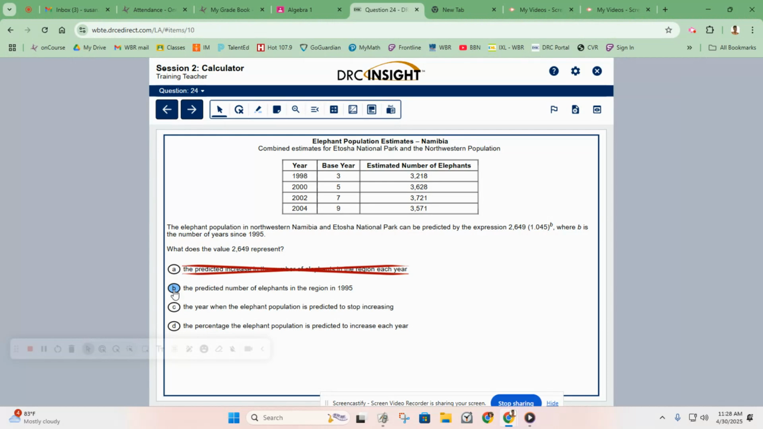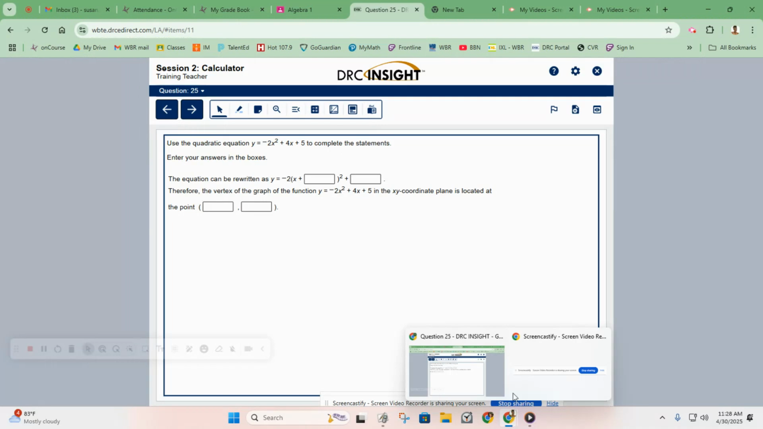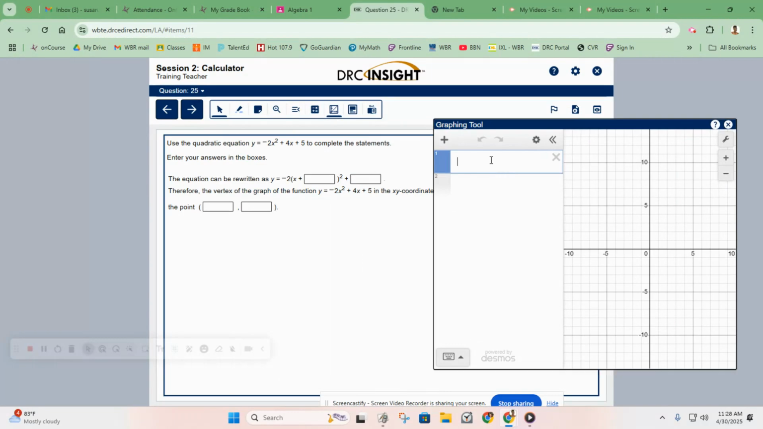We've got a couple minutes. We can get 25 done. 25 is an easy one that we're going to put into Desmos. It gives us a quadratic, and then it says to complete the statements and put your answers in the box, the equation can be rewritten as. So let's go to Desmos. Let's type in this equation that's here, which is negative y equals negative 2x squared plus 4x plus 5. There's my graph, okay?